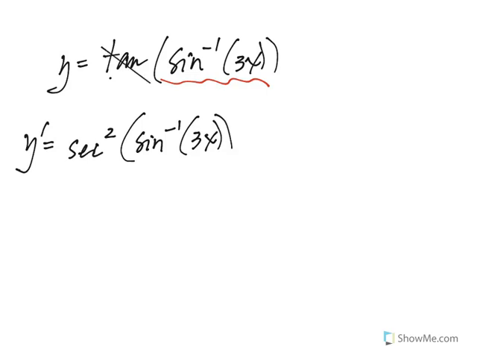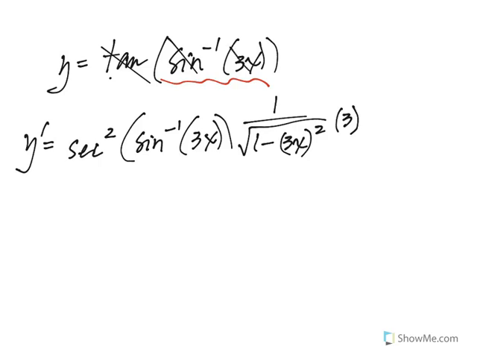Now, I'm done with that, so I'm going to keep track of what I've already derived. I get rid of the tangent. Now I go inside. It's the arc sine of something. So that formula is 1 over the square root of 1 minus what I'm arc sining squared. Done with that, times the derivative of what I'm arc sining. And now I'm finally done with that.